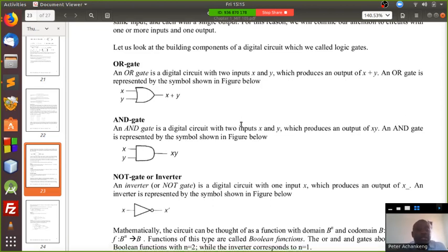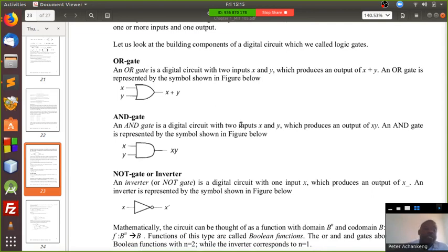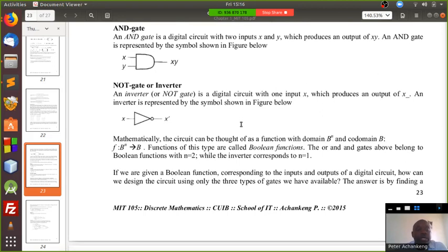Now the AND gate takes X and Y as input and gives you XY as output. We saw the truth table for an AND: the output is 1 only when both X and Y are 1. For the OR gate, the output is 1 when either X or Y is 1 or both X and Y are 1. The next symbol there is for the NOT gate, or what is called the inverter.